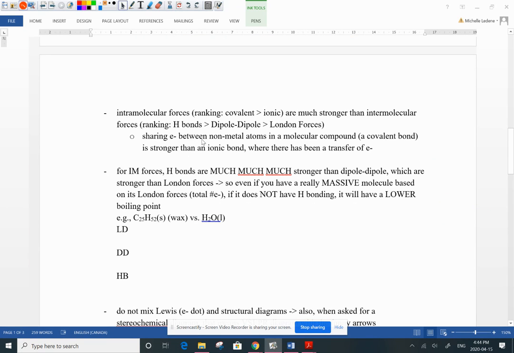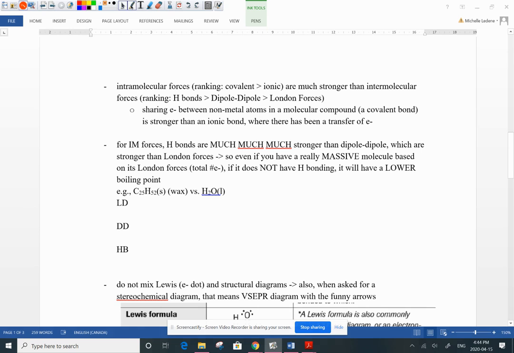Okay, so another thing in terms of strength of bonds, intramolecular, inside of a molecule, is much, much stronger than intermolecular, between two molecules. Covalent bonds are stronger than ionic. They're greater than, stronger than. And hydrogen bonds are the strongest intermolecular. They're stronger than dipole-dipole found in polar molecules, and they're stronger than London forces that are found in all molecules because all molecules have electrons.